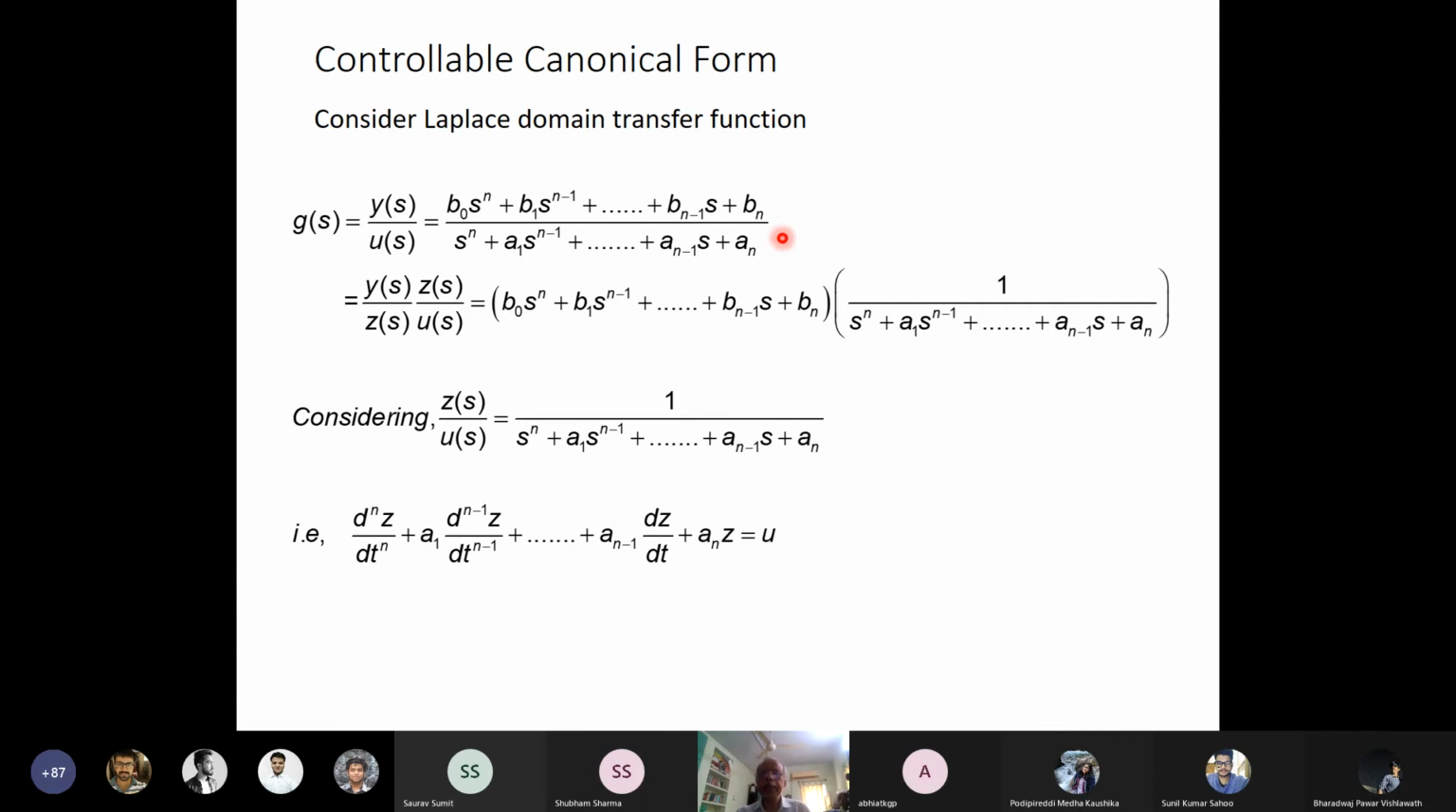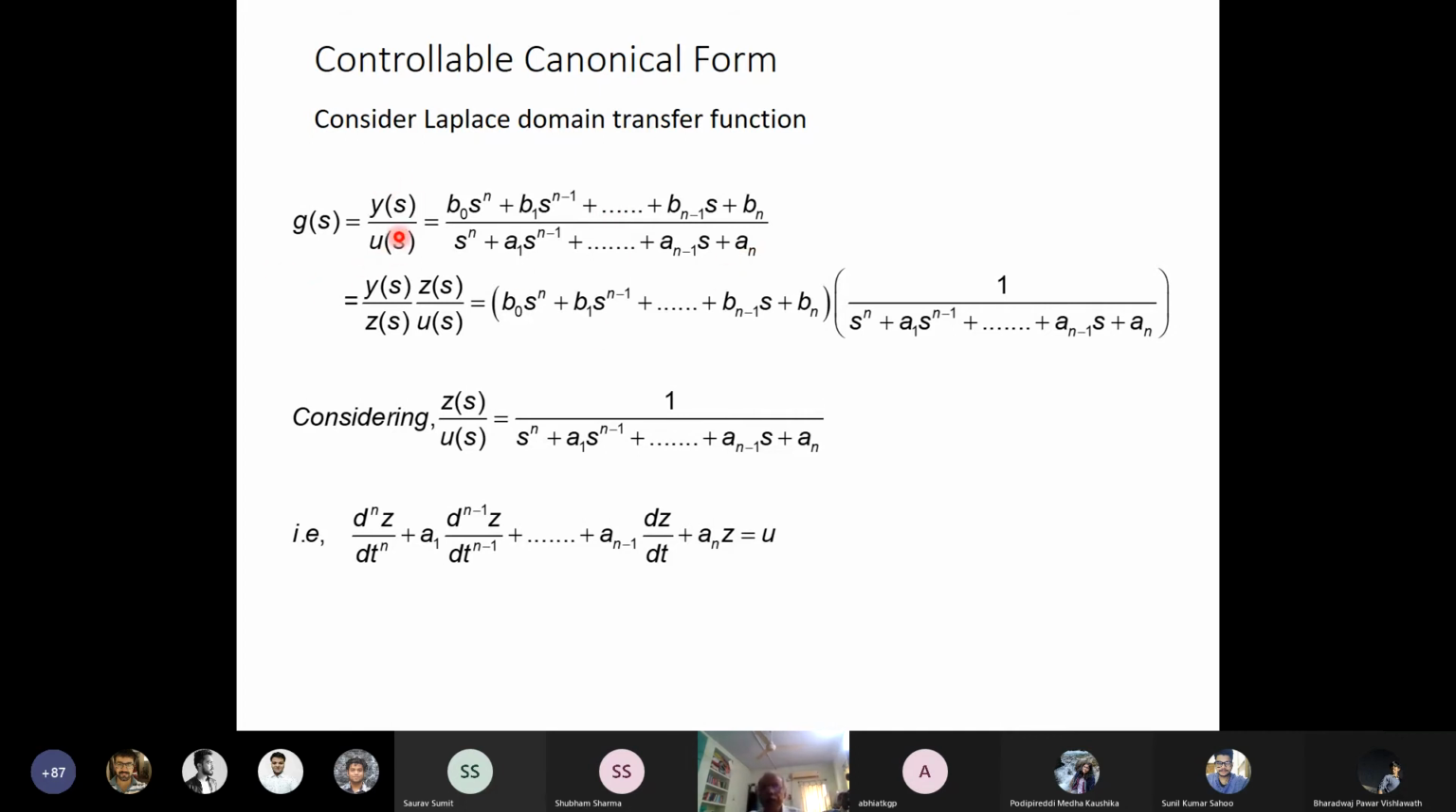I will have a rational transfer function of general form: b0 s^n + b1 s^(n-1) + ... + bn, divided by s^n + a1 s^(n-1) + ... + a(n-1) s + an. Here basically I have taken both the orders as same, but if it is a strictly proper rational transfer function, then the numerator order will be less than the denominator order.